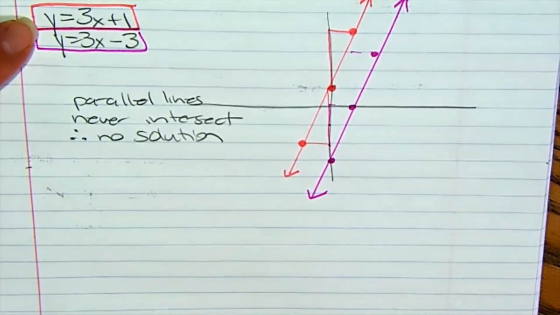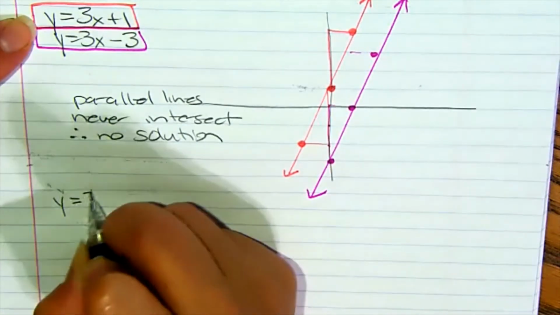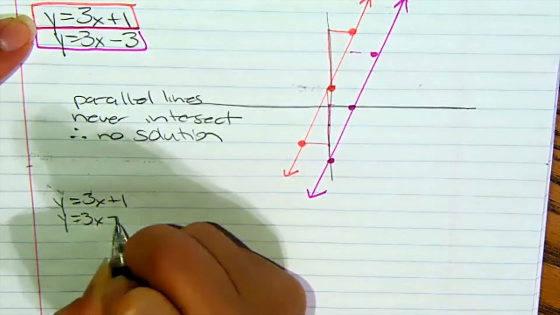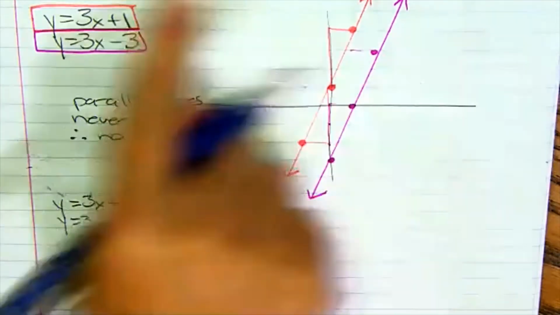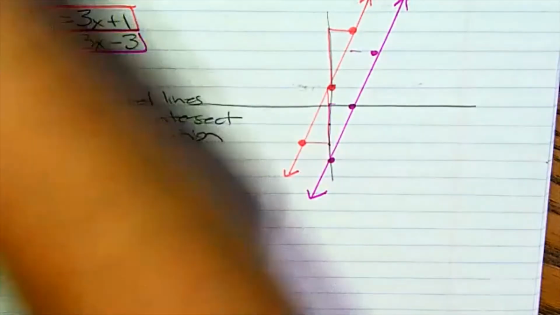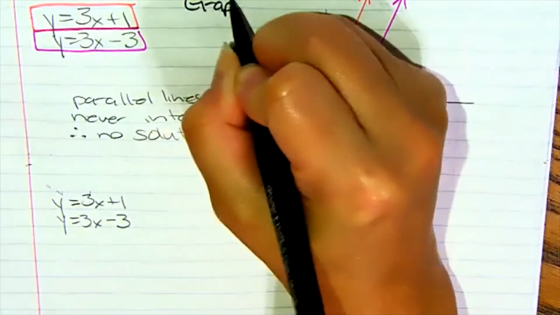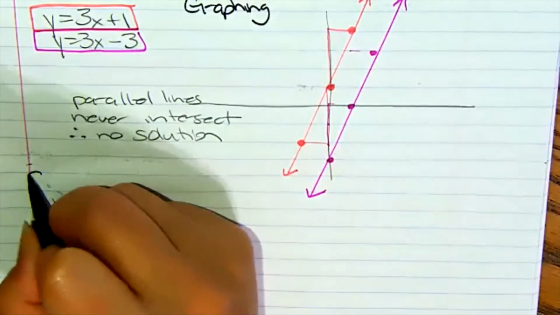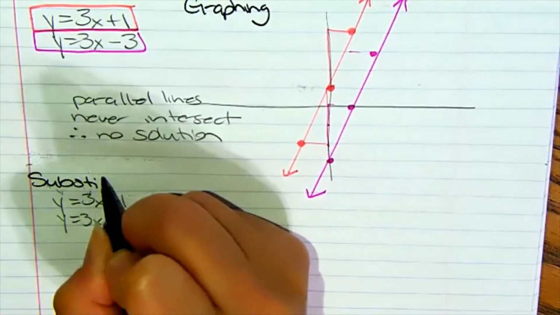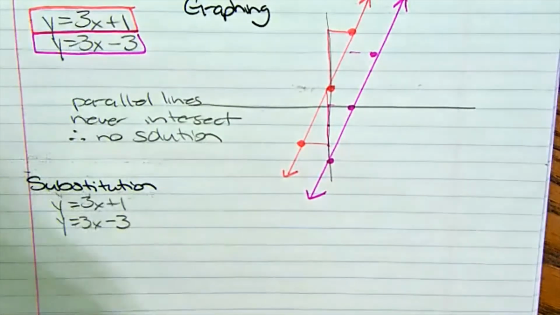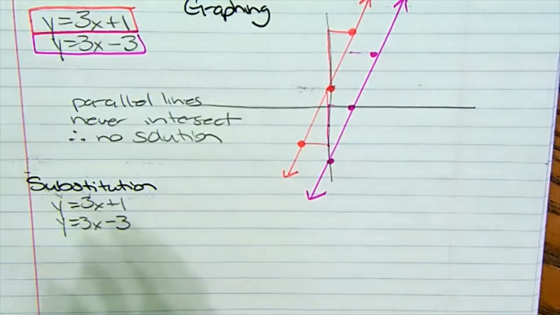Okay, let's take a look at the same equations. What would this look like if we were doing substitution? y equals 3x plus 1. y equals 3x minus 3. So this is what it looks like when we do graphing. Let's label that graphing. And this one is substitution. What does it look like when we use substitution?